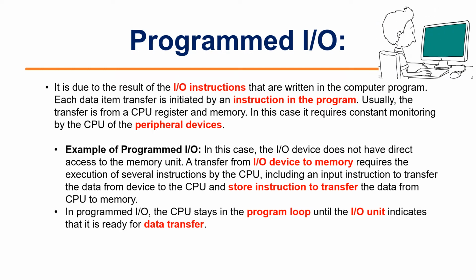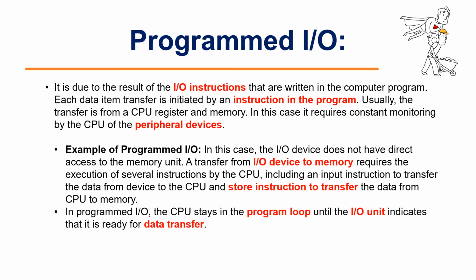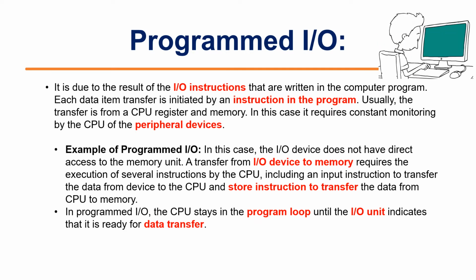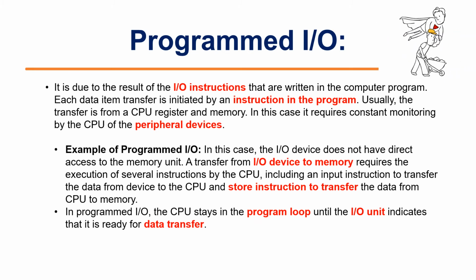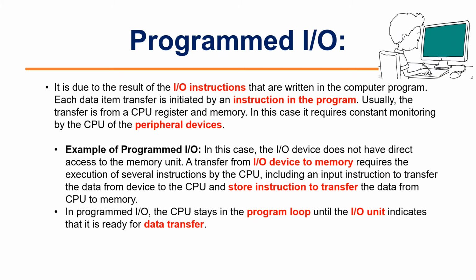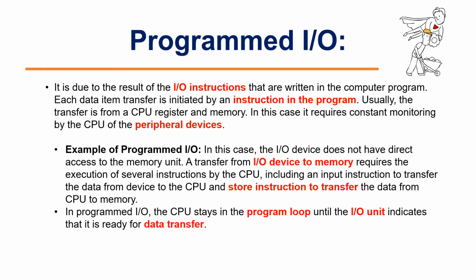Example of programmed I/O. In this case, the I/O device does not have direct access to the memory unit. A transfer from I/O device to the memory requires the execution of several instructions by the CPU, including an input transfer instruction to transfer the data from the device to the CPU and store instruction to transfer the data from CPU to memory. In programmed I/O, the CPU stays in the program loop until the I/O unit indicates that it is ready for data transfer.